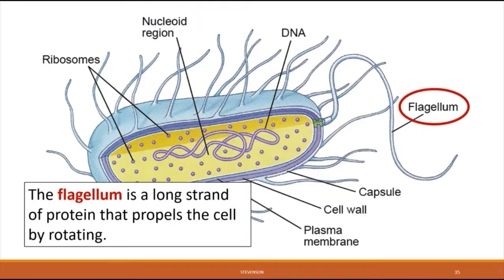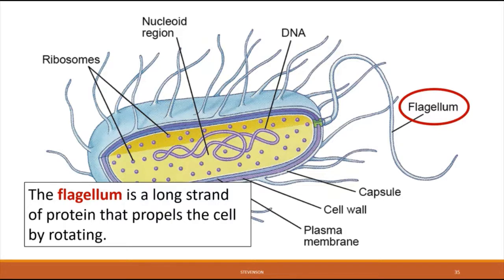Many, but not all, prokaryotic cells can have a structure called a flagellum, which is like a tail hanging off the back of the cell made of protein, and it's responsible for propelling the cell through its environment by rotating like a propeller.